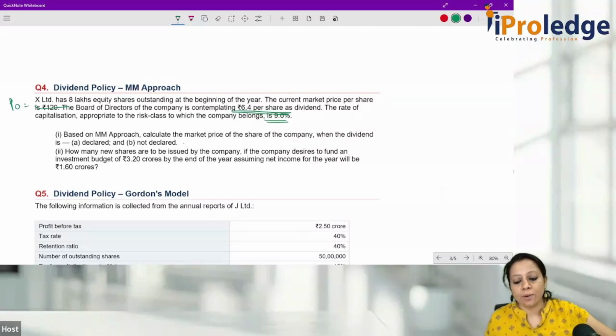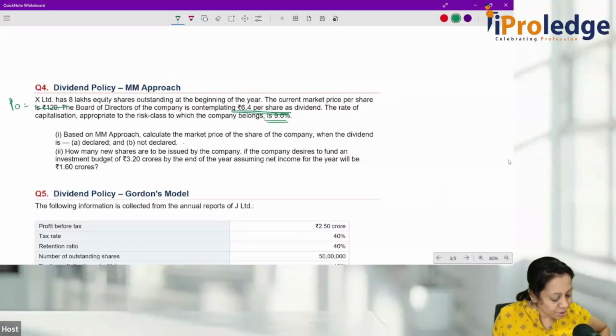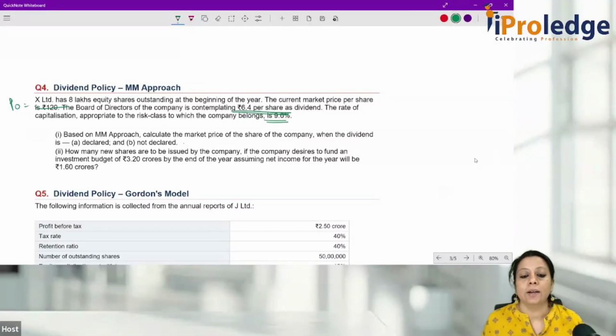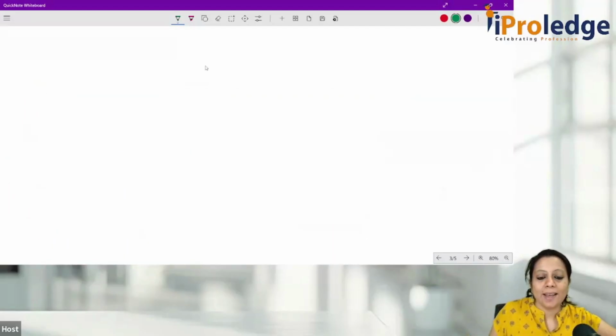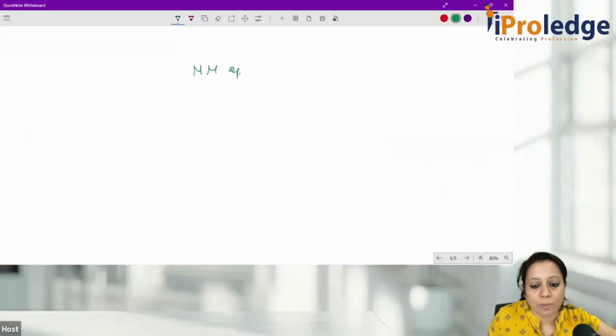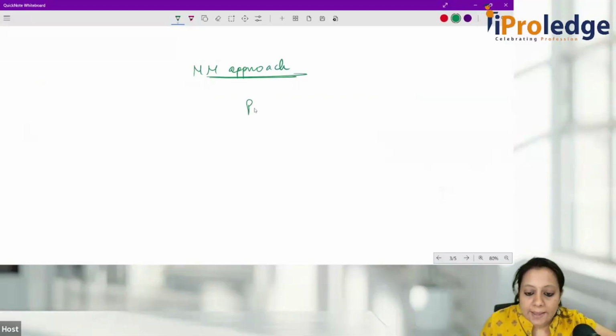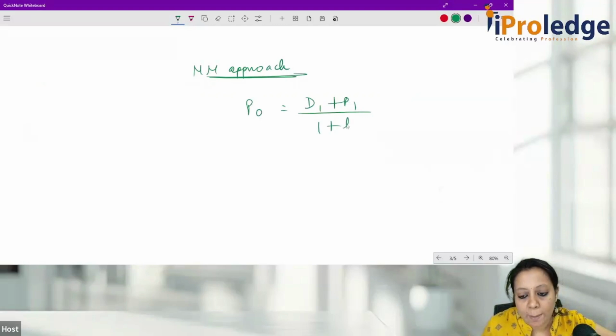Okay. So now let us see how we need to go about this. I'll prove and show you how we can conclude that our answer is correct in the MM approach. Right. So now we will proceed. In the MM approach, what is the formula? P0 is equal to D1 plus P1 divided by 1 plus KE.